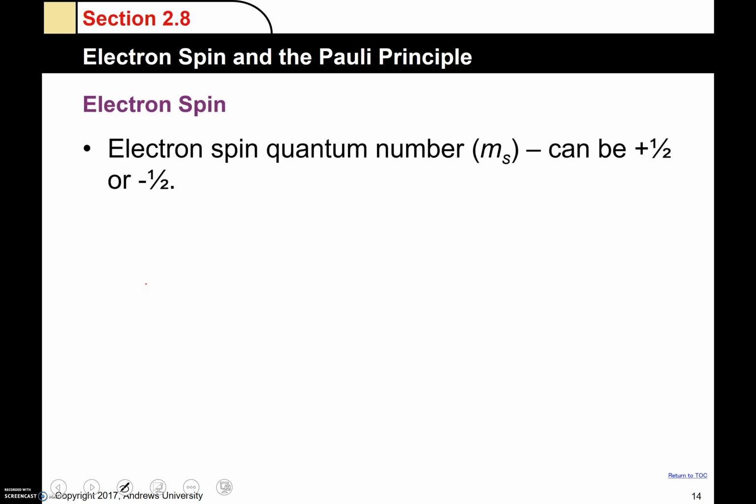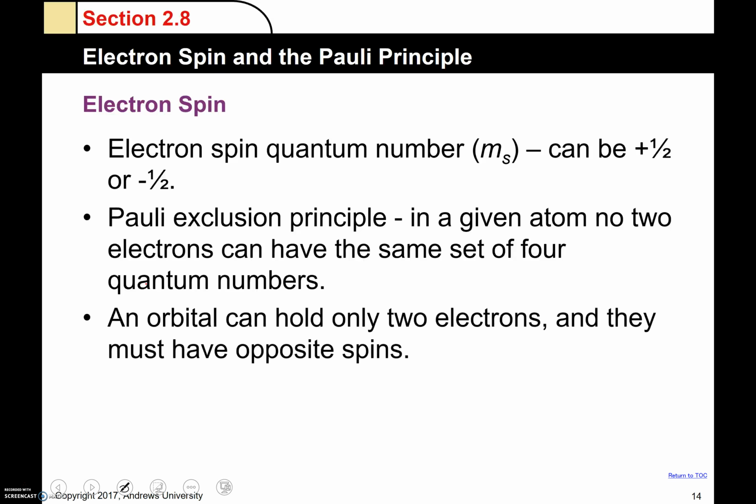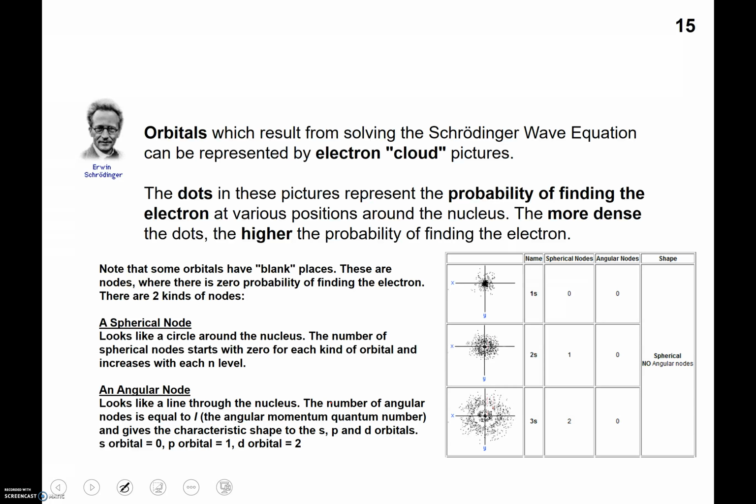Just a little note about electron spin in case you had a question about that. It can be plus half or minus half, and that's the 4th quantum number. Sometimes instead of writing plus 1/2, you'll see us just do an up arrow or down arrow. This is a good OWL question you may come across, just to get an idea of how you see these things.